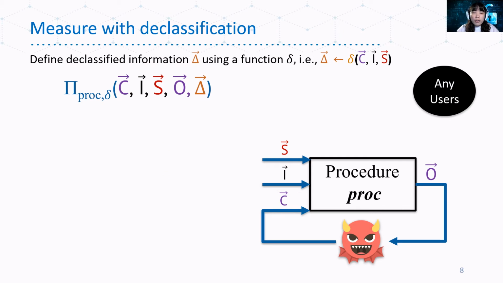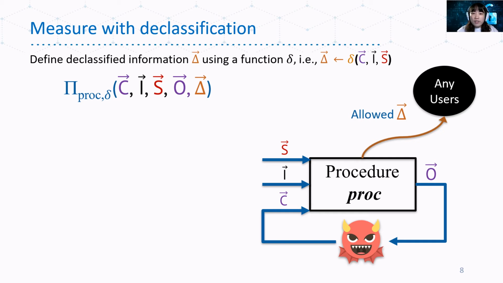However, that measurement does not include declassification to rule out some expected information linkage. In order to incorporate declassification into that measure, we first define the declassification information using delta as a function of C, I, and S. And that declassified information could be available to any users, including the attacker.